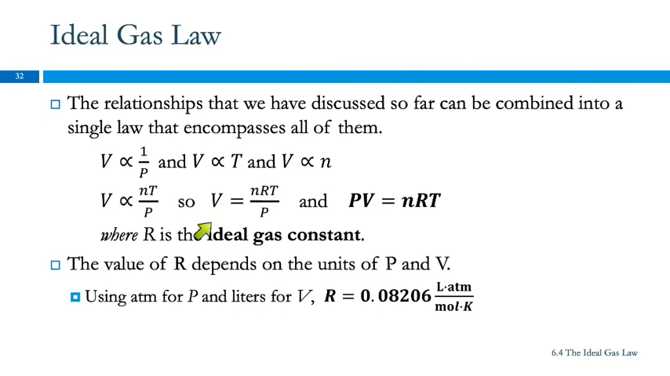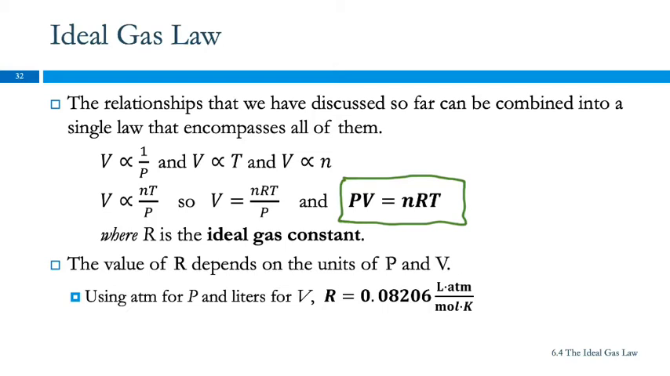And in order to make this proportionality into an equation, we just need to add a constant, a proportionality constant. So we get that, which is often expressed this way, PV equals nRT. That's the ideal gas law, where R is the ideal gas constant.